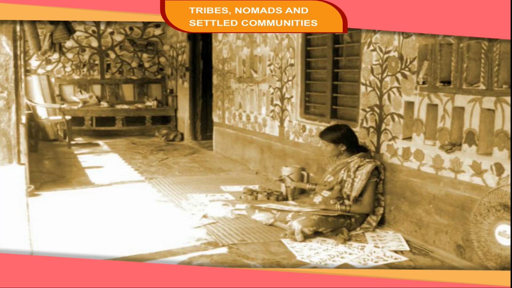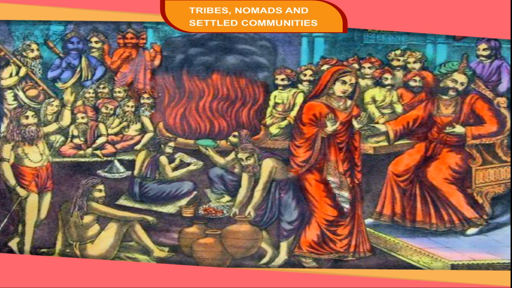The conditions of women were poor in this period. The birth of a girl child was not welcomed. Polygamy was common, and women were denied education. They were socially conditioned to become sati. There are examples in Rajput history when women plunged into fire to save their honor.